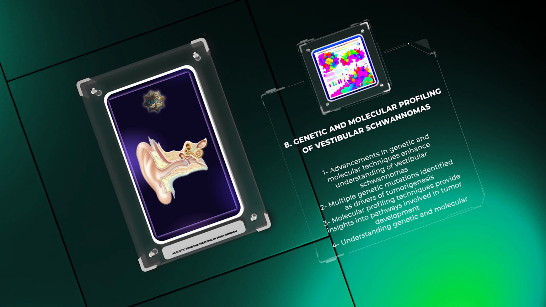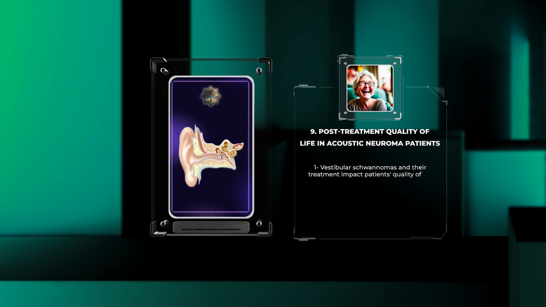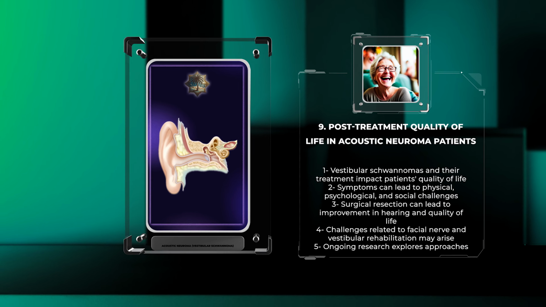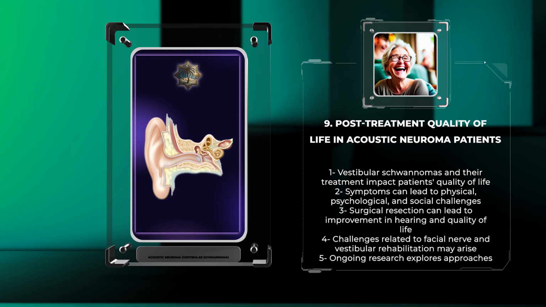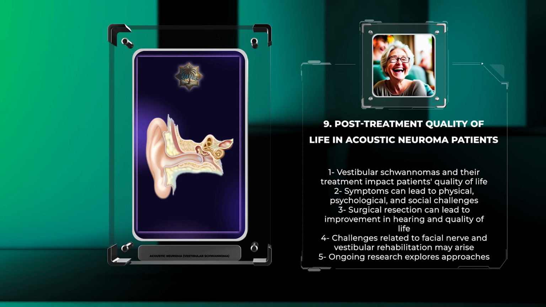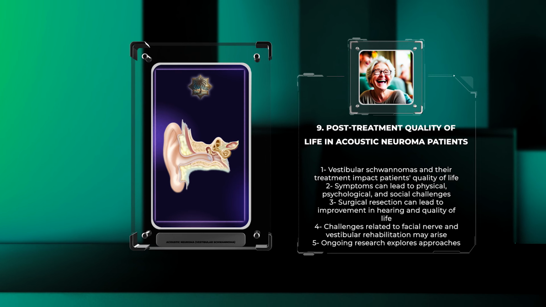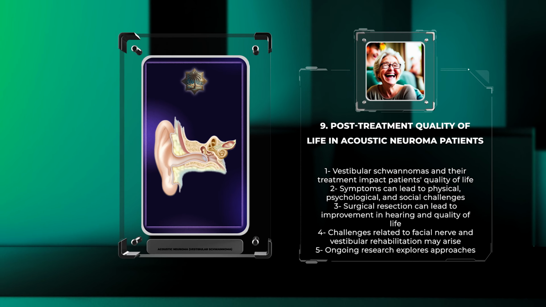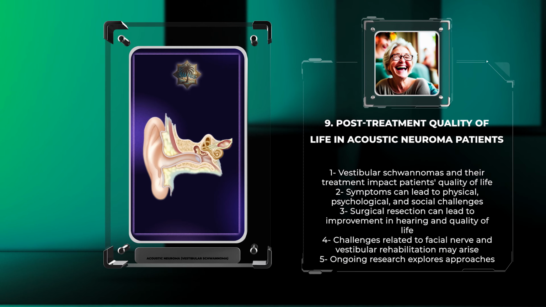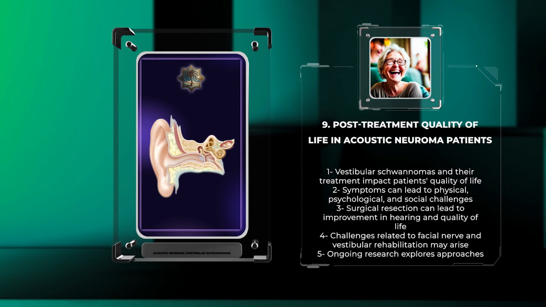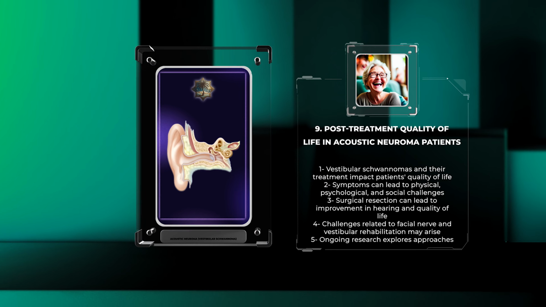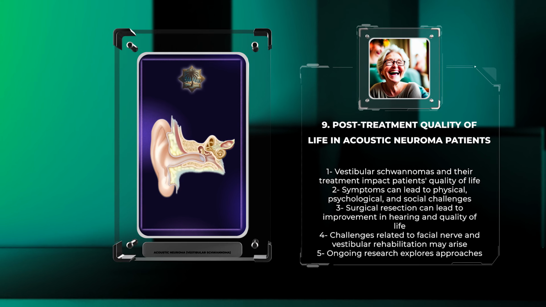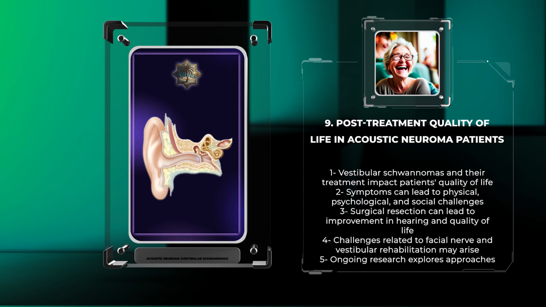and improved prognostication. Vestibular schwannomas and their treatment can have a significant impact on patients' overall quality of life, QoL. The symptoms associated with acoustic neuromas, such as hearing loss, facial weakness, and balance disturbances, can lead to physical, psychological, and social challenges. QoL outcomes are influenced by various factors, including tumor size, the extent of hearing preservation, facial nerve function, and the choice of treatment modality. Studies have shown that surgical resection, when successful in tumor control and nerve preservation, can lead to an improvement in hearing and QoL. However, patients who undergo surgical interventions often require significant postoperative rehabilitation and experience challenges related to facial nerve recovery and vestibular rehabilitation.